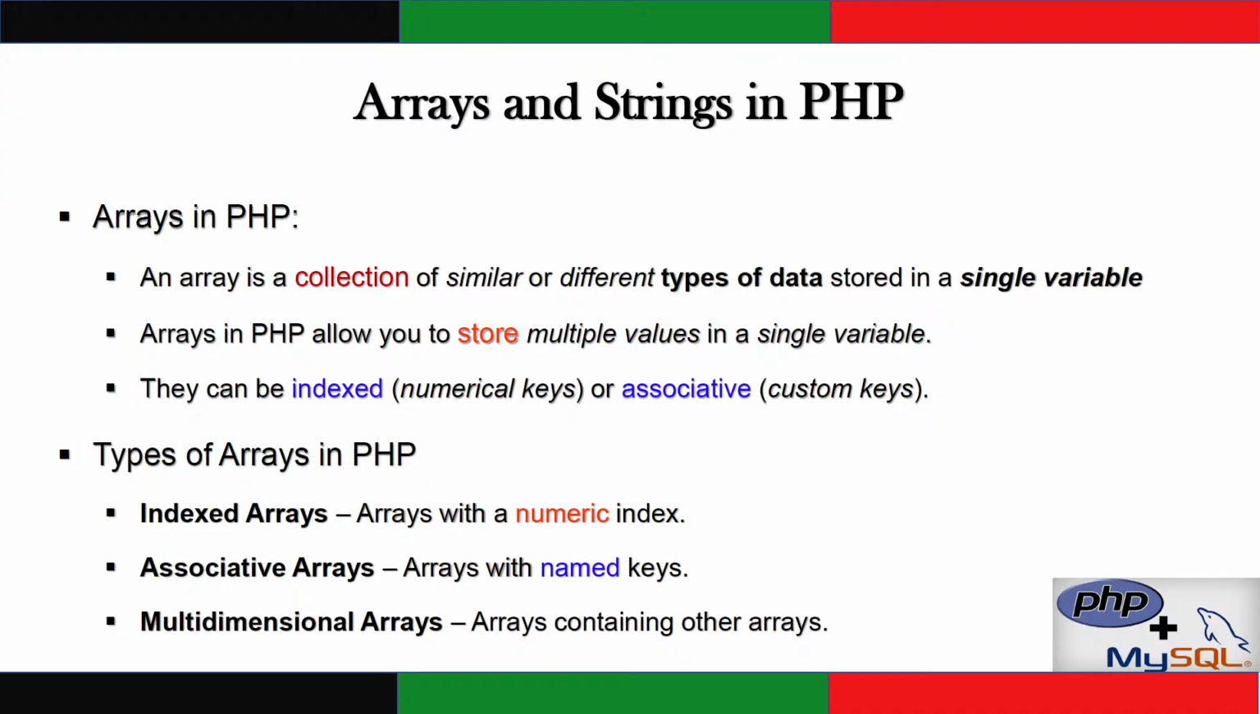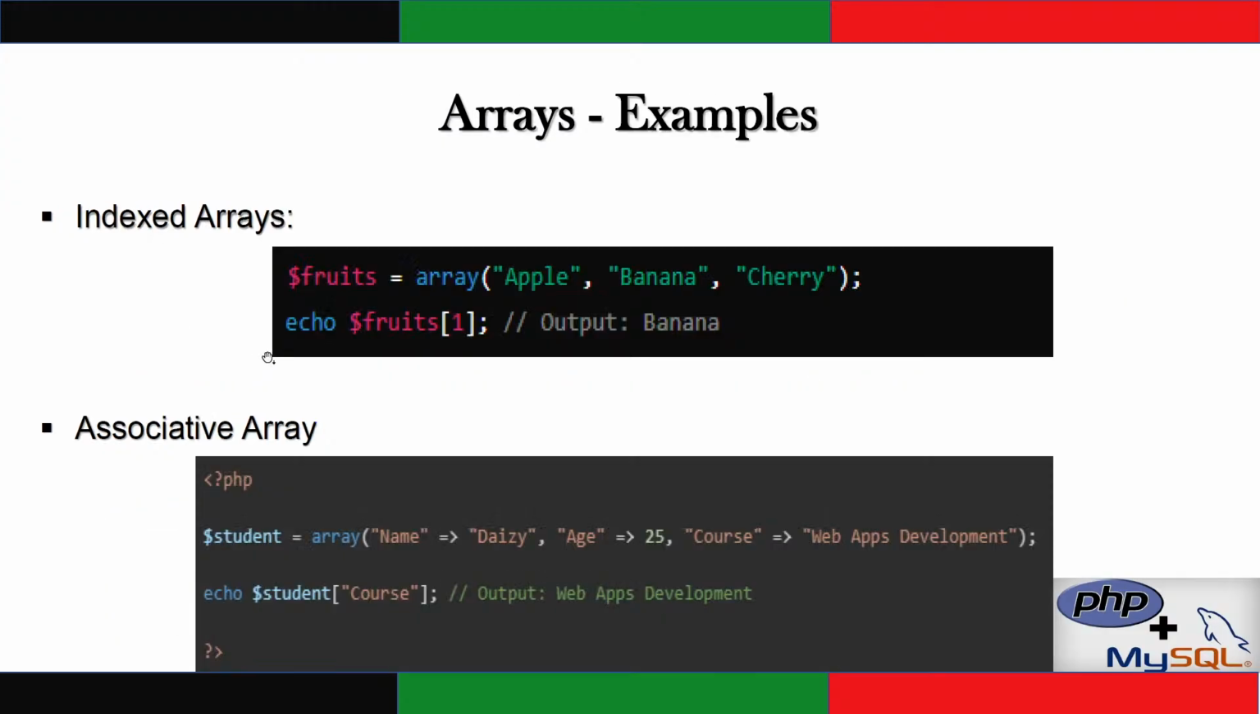We are also going to have arrays which have other arrays in them. If you have an array containing another array inside it, that is what we call a multi-dimensional array. So this is an example of an index array and an associative array. To create an index array, we can use the array function, or later on you're going to see that you can still use the square brackets.